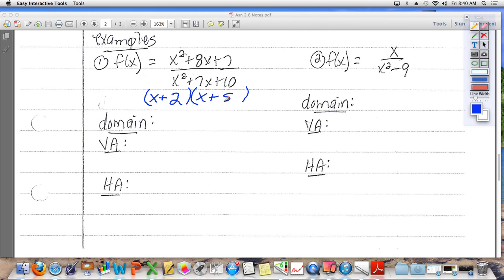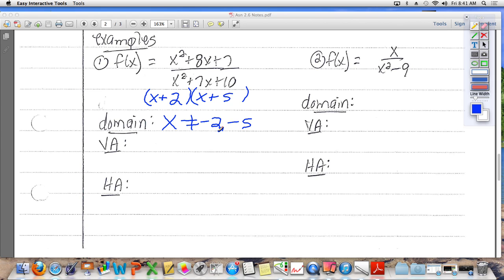So what's the domain, you guys? x cannot be -2, cannot be -5. All right, can't be -2, can't be -5. It's easier to say what x can't be rather than what it can be. Usually it's easier just to say what it can't be.